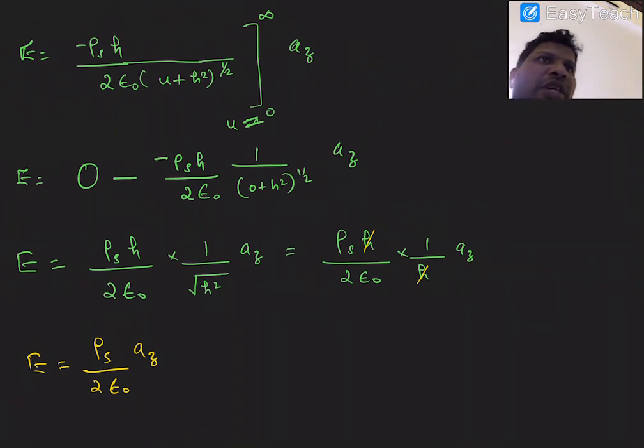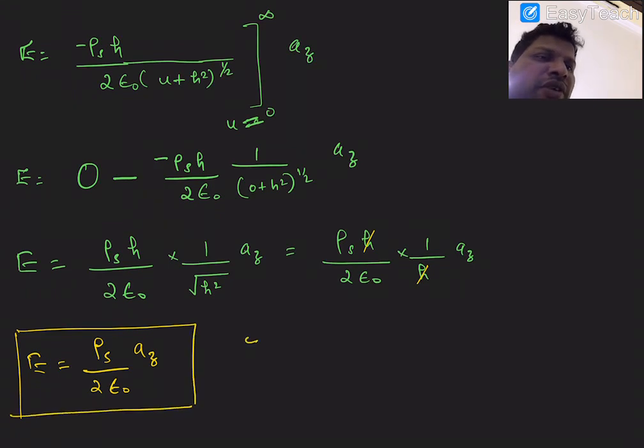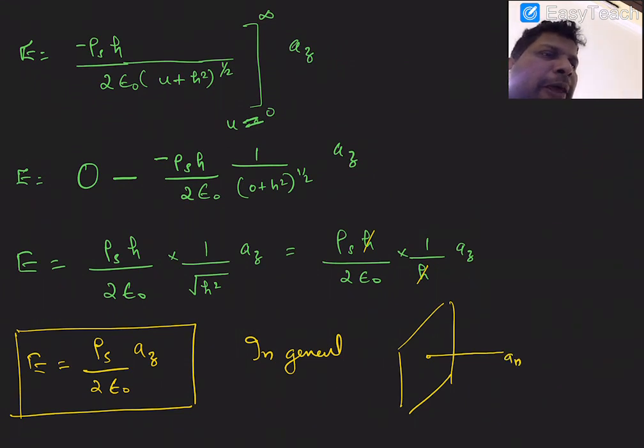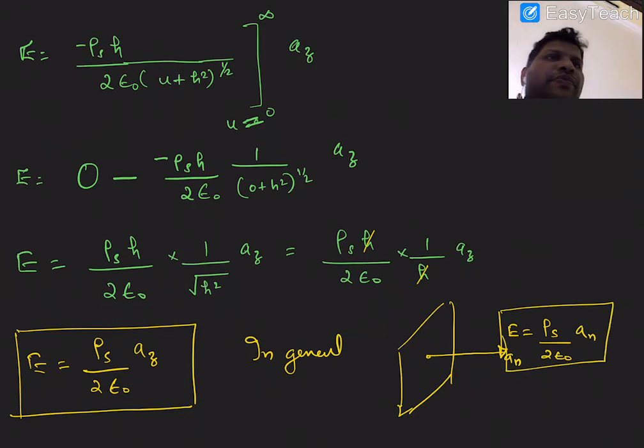So I hope this part is clear to you. So in general, if there is a sheet of charge like this, and AN is the normal to the plane, then my electric field will be normal to that plane. That means the electric field will be equal to rho s by 2 epsilon 0 into the normal to that plane. So this is the general equation, which has the normal AN.